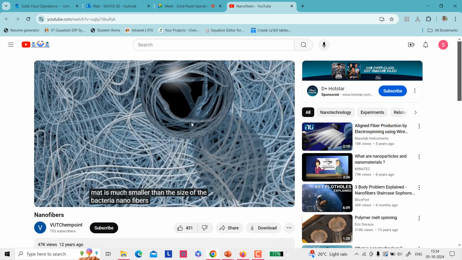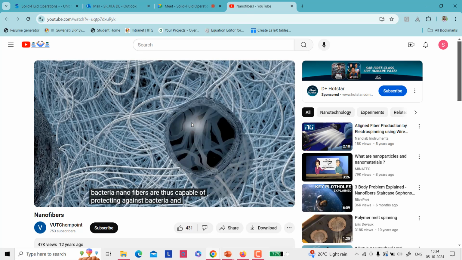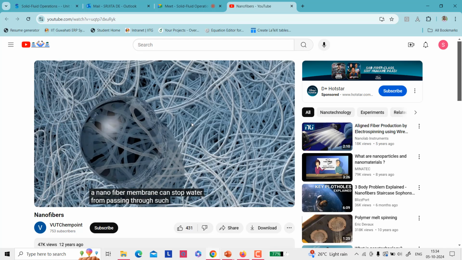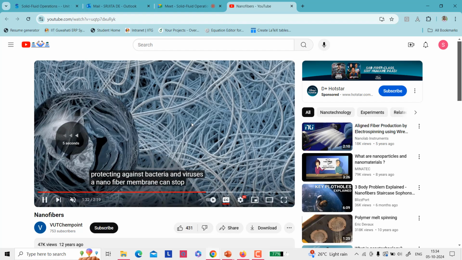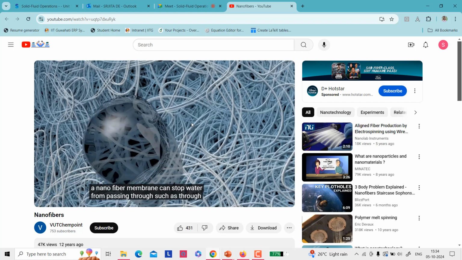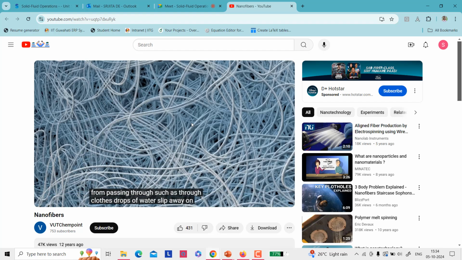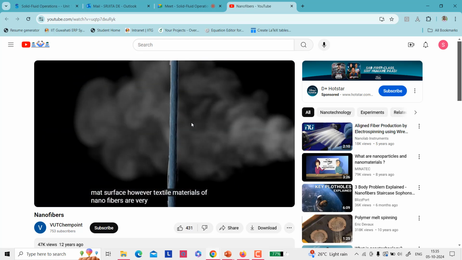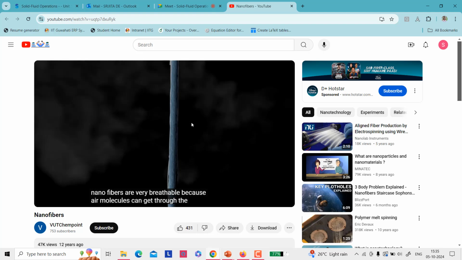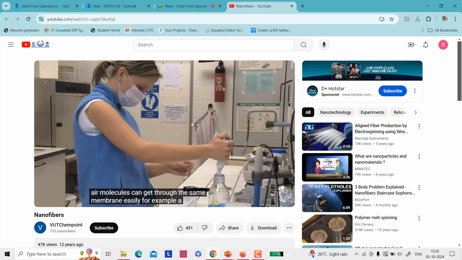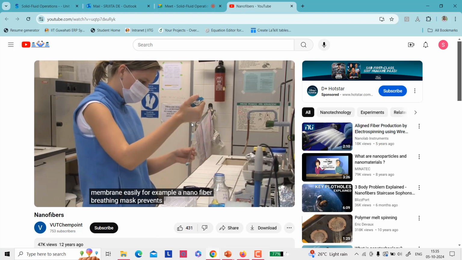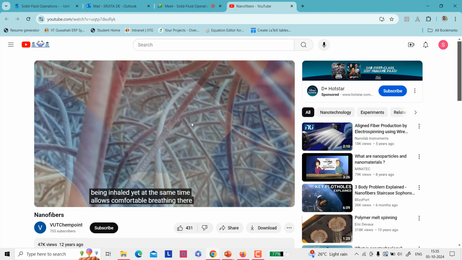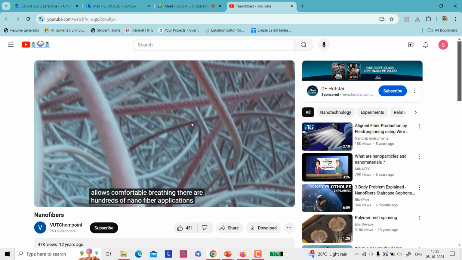A nanofiber membrane can stop water from passing through, such as in clothes. Drops of water slip away on the mat surface. However, textile materials of nanofibers are very breathable because air molecules can get through the membrane easily. For example, a nanofiber mask thus prevents inhaling less comfortable chemicals. There are hundreds of nanofiber applications owing to their specific characteristics. Nanofibers are a revolutionary material for the third millennium.